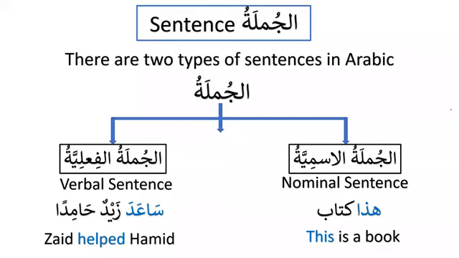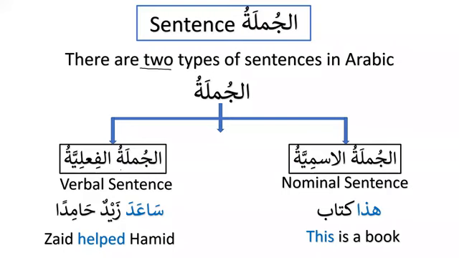Okay. So as we can see over here, the complete sentences, there are only two types of sentences in Arabic, only two types, nothing more. So that's also very, very simple. So al-jumlatu is a sentence, and what are those two types? Al-jumlatul ismiyatu, nominal sentence, and nominal sentence always starts with a noun. As we can see over here, hadha kitabun, this is a book. So it is a nominal sentence.